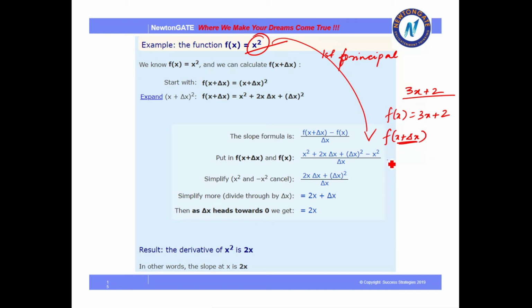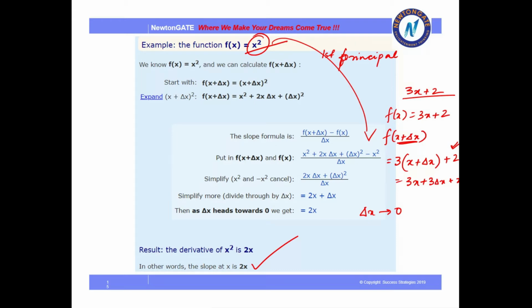So what will change is 3x plus delta x plus 2. We are not changing the 2, because 2 here is a constant. So what is changing is 3x plus 3 delta x plus 2. And again you will repeat the same thing, and in the bottom we will have delta x, and finally we will take everything. Delta x will always tend towards 0, and finally we will get the slope to be 2x.